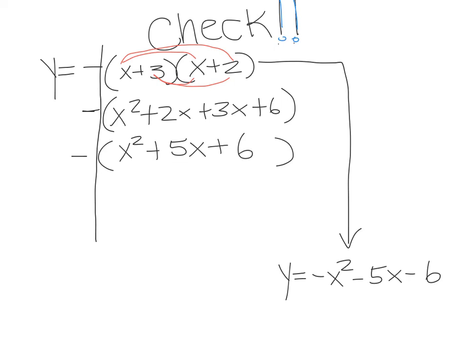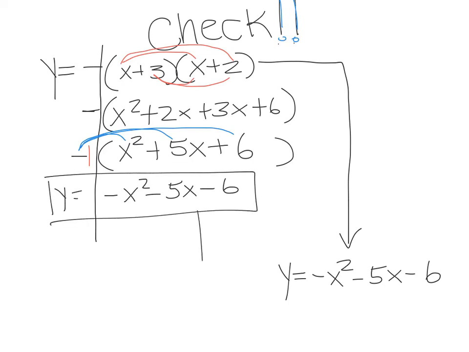And now I can finally distribute my negative. Technically, this is a negative what in front of this expression? It's a negative 1. So now we can distribute the negative 1 to the expression in the parentheses. It's negative 1 times x squared, which gives me negative x squared. Negative 1 times 5x, which gives me minus 5x. And negative 1 times 6, which gives me negative 6. And look at that. I resulted in the original equation I started with.